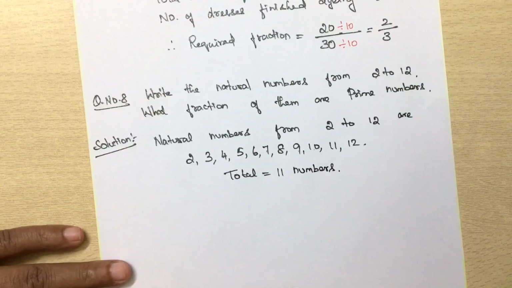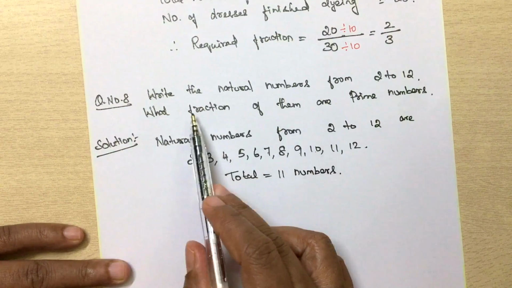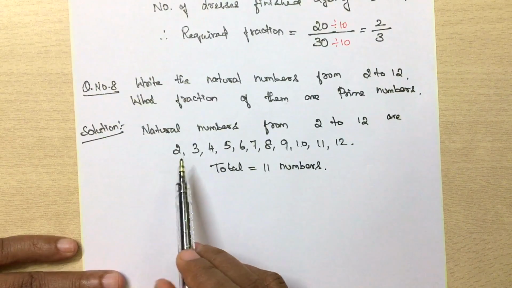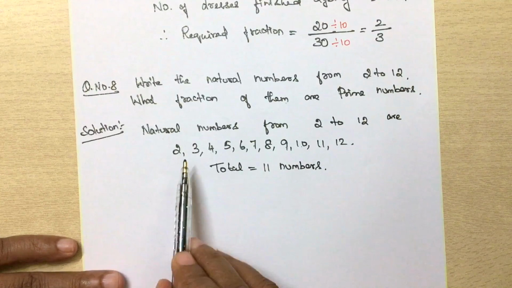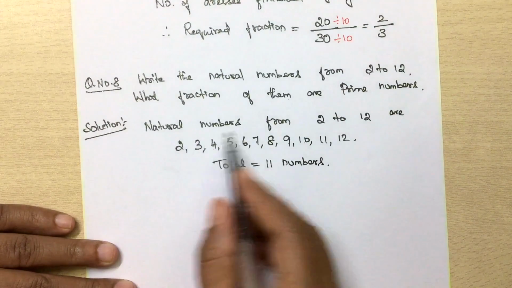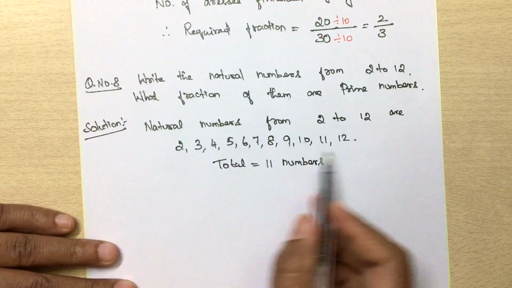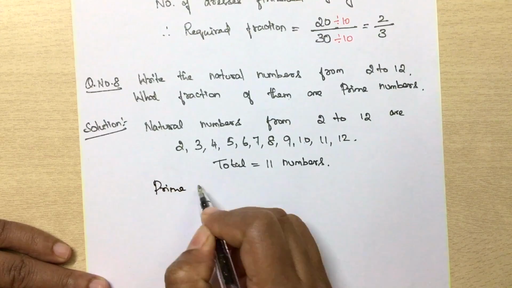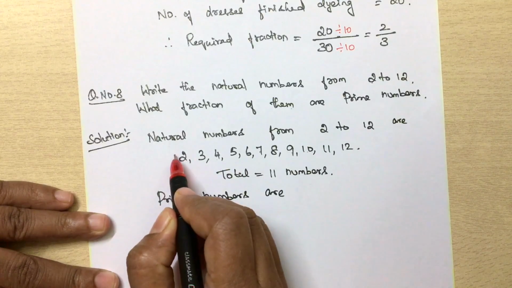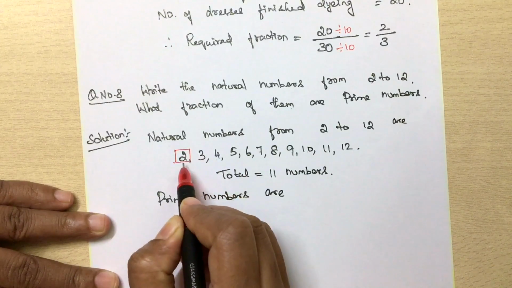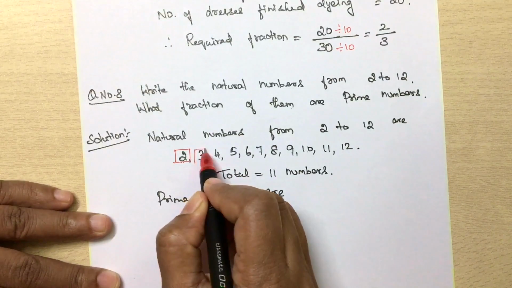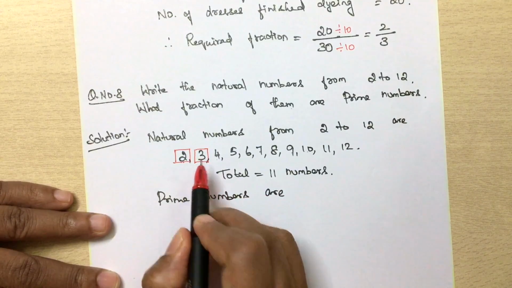Now, what we have to find is the fraction of prime numbers between them. What are prime numbers? Prime numbers are the numbers which can be divided by 1 and the same number itself. So let us find the prime numbers from this. Starting from 2. Yes, 2 is a prime number because 2 can be divided by 1 and 2 only. And 3 is also a prime number because it can be divided by 1 and 3 only.